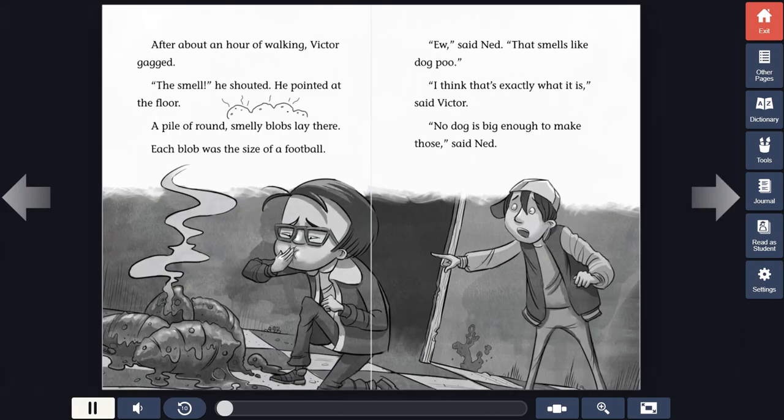The boys, after about an hour of walking, Victor gagged. "The smell!" he shouted. He pointed at the floor. A pile of round, smelly blobs lay there. Each blob was the size of a football. "Ew," said Ned. "That smells like dog poo." "I think that's exactly what it is," said Victor. "No dog is big enough to make those," said Ned.